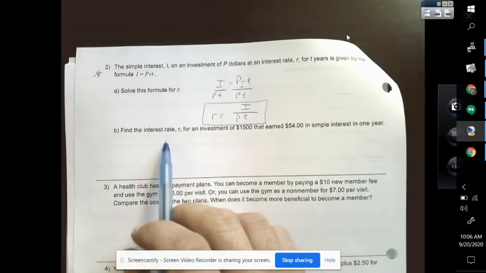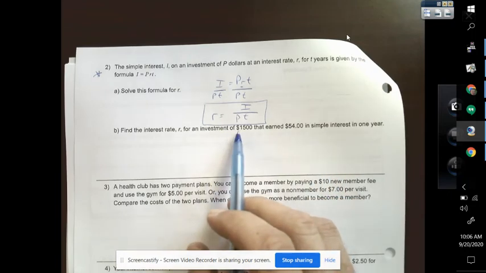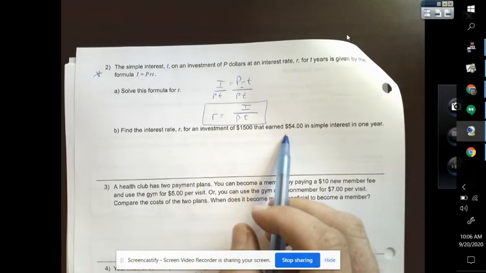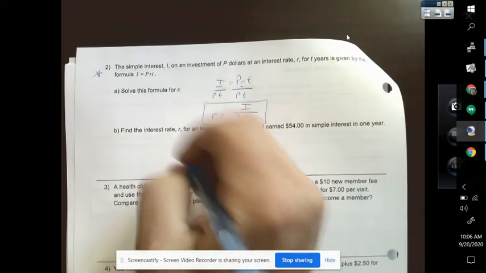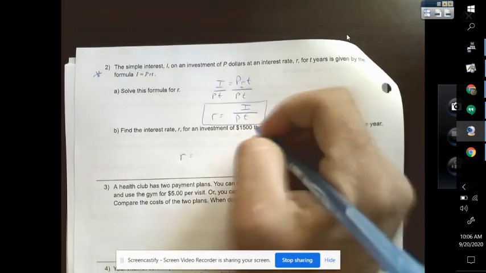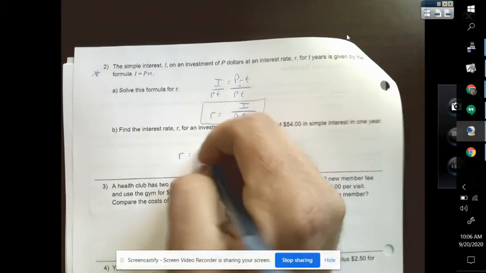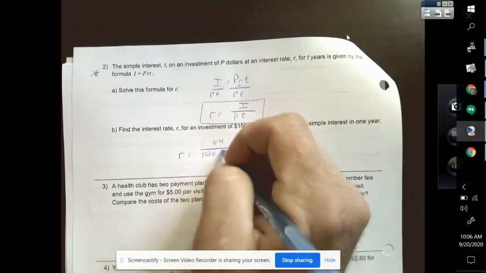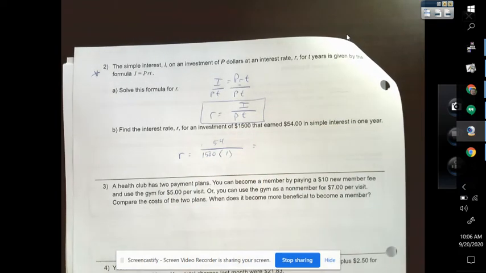Now, why is that helpful? Because now we can find the interest rate R given all the rest of the information. The investment of $1,500, that's our P. That earned $54 in simple interest. Boom, I. And 1 year is T. So R equals, we said our simple interest is 54. Our investment was $1,500. And our time was 1 year. Okay, and I got that all from the problem that we were given.